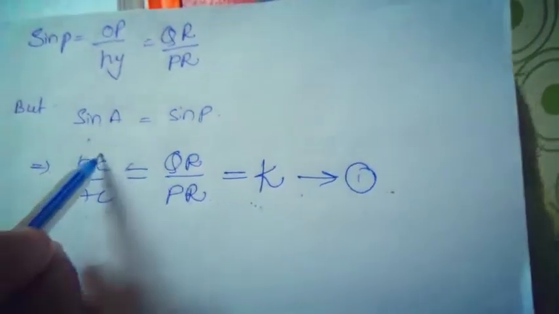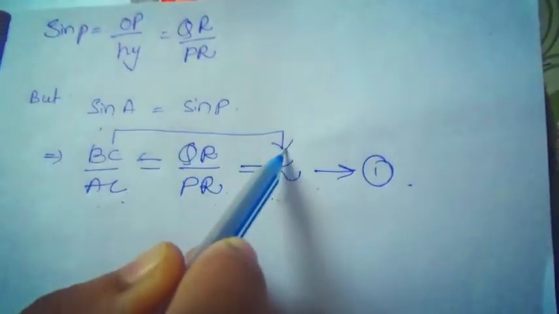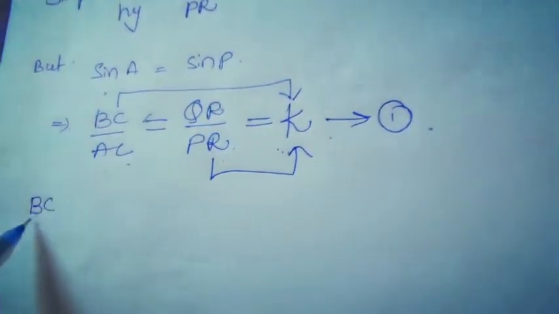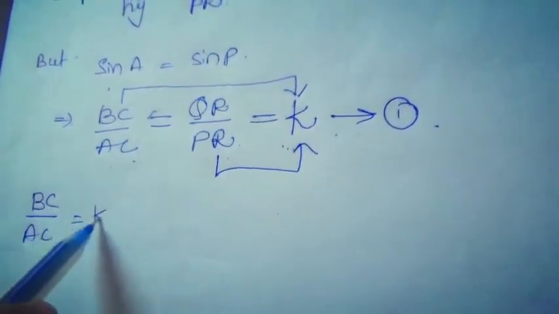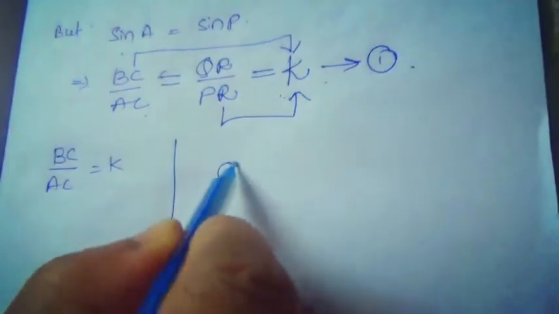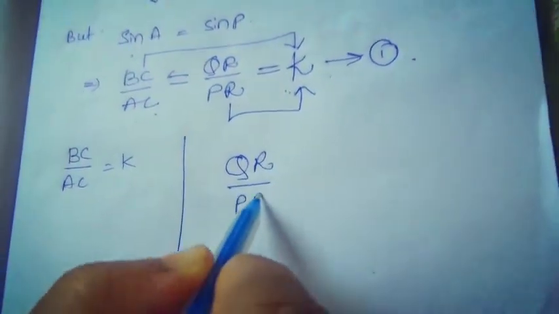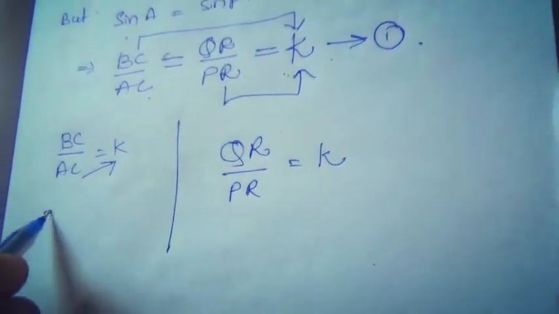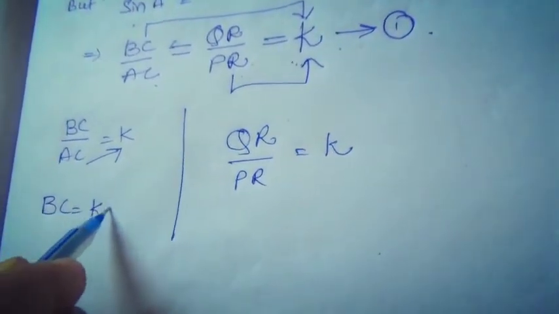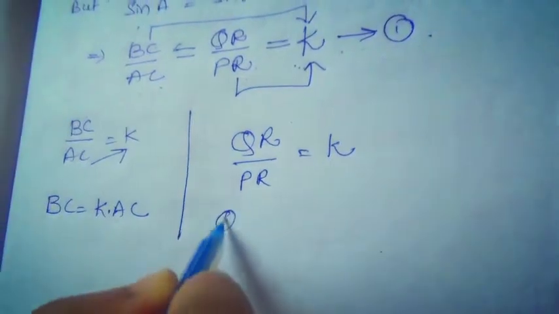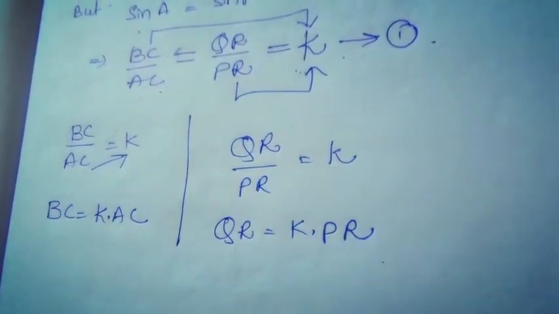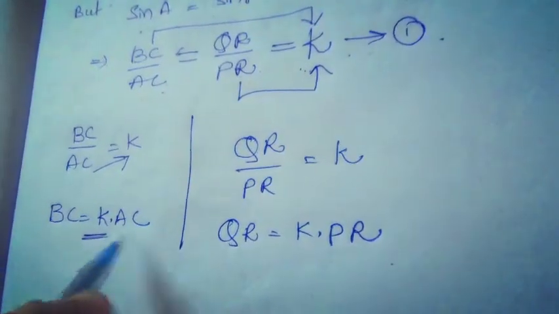We first equate this one with here, 2K, and this one. So BC by AC is equal to K. Just like that, QR by PR is equal to K. So you just take this AC to the other side: BC is equal to K into AC. Here also, QR is equal to K into PR. You just remember these two.